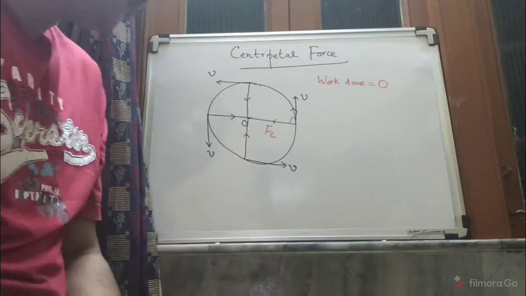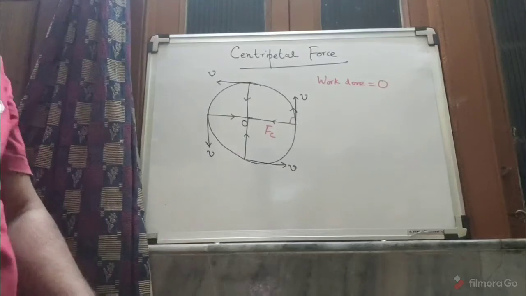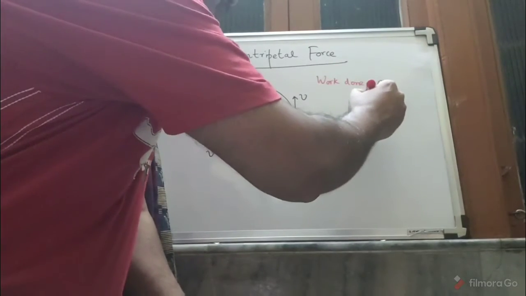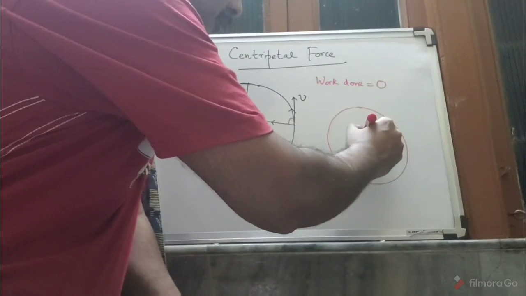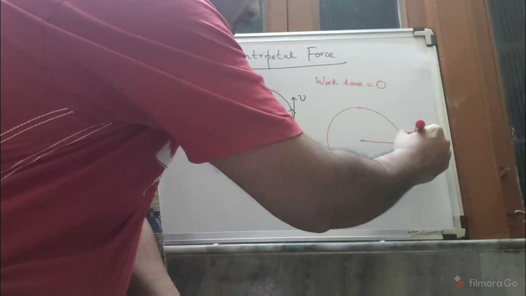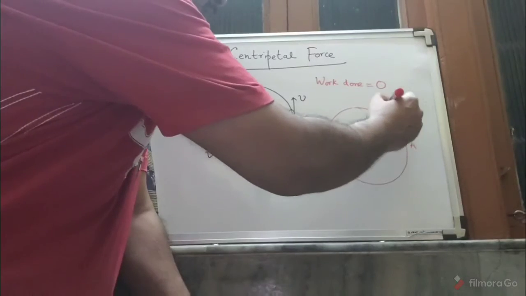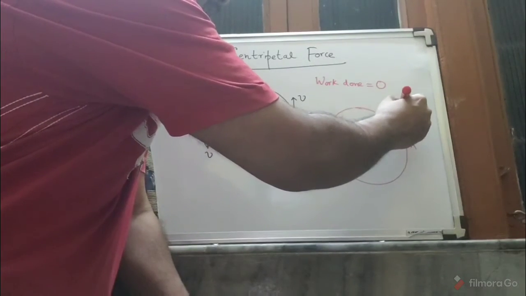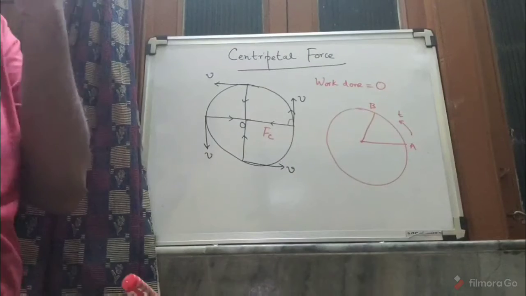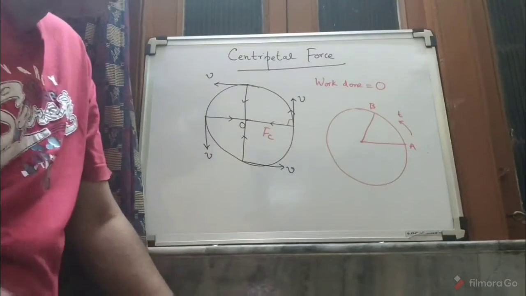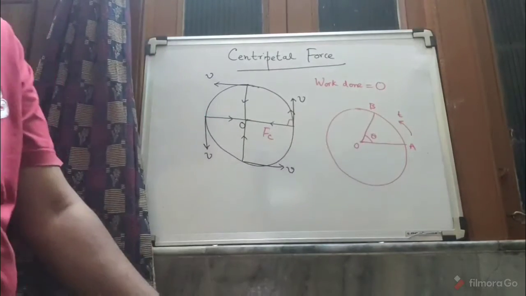Now we are going to deduce the expression for centripetal force. Suppose a particle, I am drawing this figure over here. Suppose the particle is at position A, and after some time t, it comes to the position B. The angle they make with the center O is equal to theta.